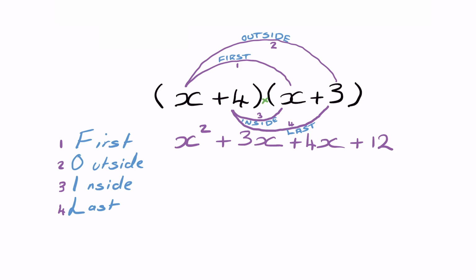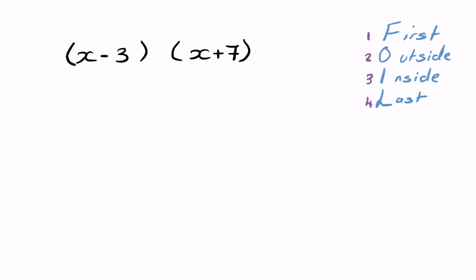So the only terms which are like each other that can be collected, they can be simplified, is this +3x and that +4x there. So you would rewrite this expression as x squared plus 3x plus 4x gives us 7x plus the 12. Let's practice a couple more. I've brought the process over, so let's start with the first.